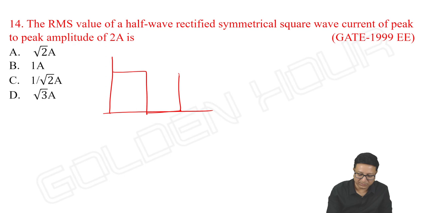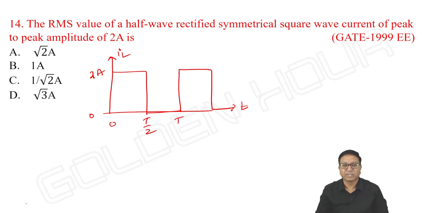The load current of a half wave rectifier is like this, from 0 to T by 2 and capital T. It might be this way. If that is the case, anyway current cannot be negative. Once you pass a signal through a half wave rectifier, its current should be either positive or 0, a minimum of 0. It cannot be negative.